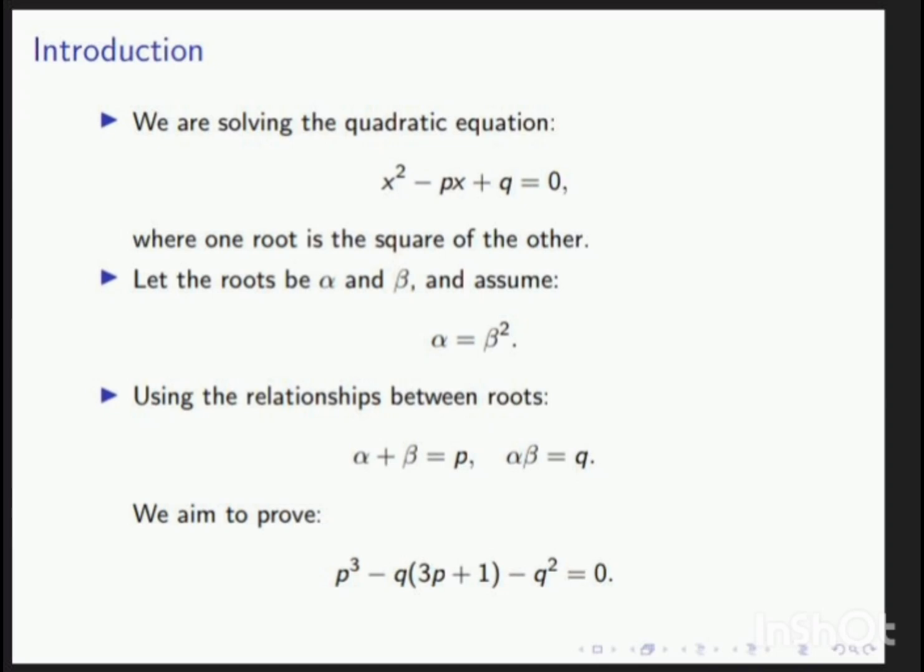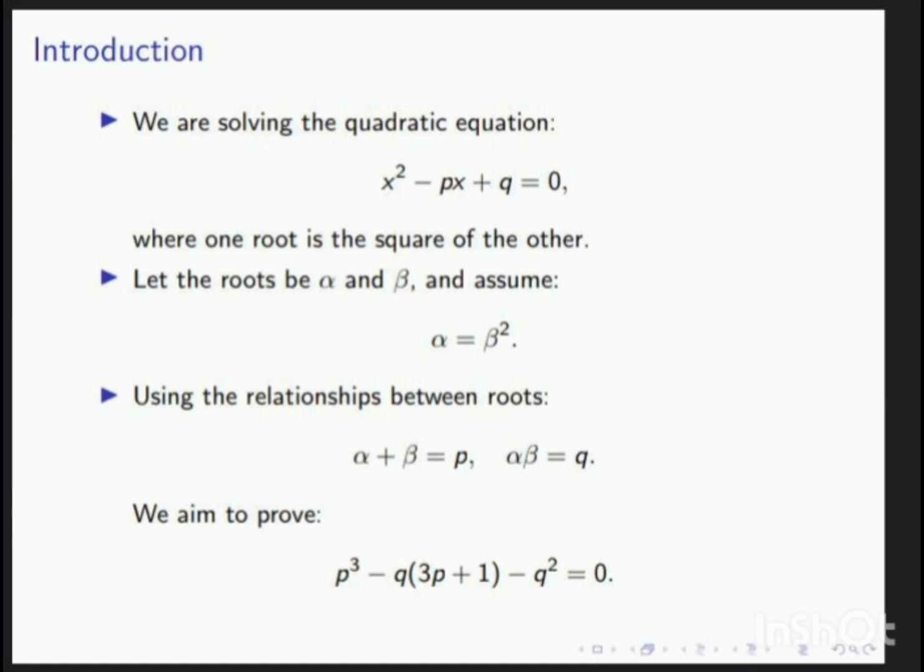So let's start with a quadratic equation. Now the roots of a quadratic equation are simply the solutions of the quadratic equation. That's the roots. So in this case, we say that let alpha and beta be the roots of the quadratic equation. And since the question is stating that one of the roots is the square of the other root, it simply means that alpha is equal to beta squared.